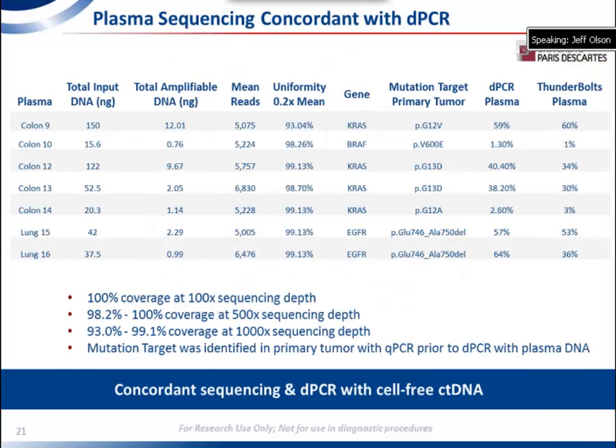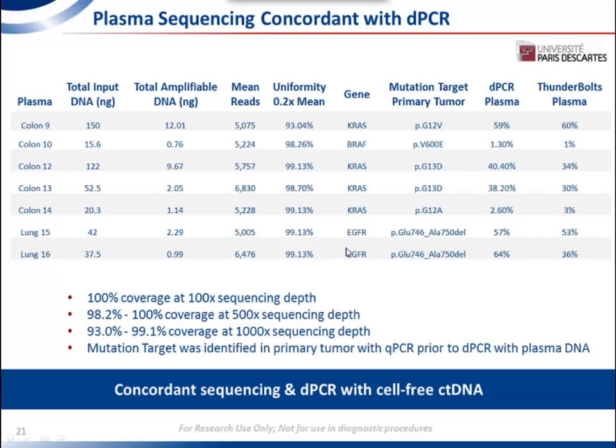In a similar study carried out at the University of Paris, in the laboratory of Pierre Laurent-Puig, the ThunderBolts Cancer Panel was used to detect mutations in cell-free circulating tumor DNA in plasma, followed once again by confirmation by digital PCR. There were 5 colon cancer samples and 2 lung samples, and all of these primary tumors had been run with qPCR, which identified these mutations here.